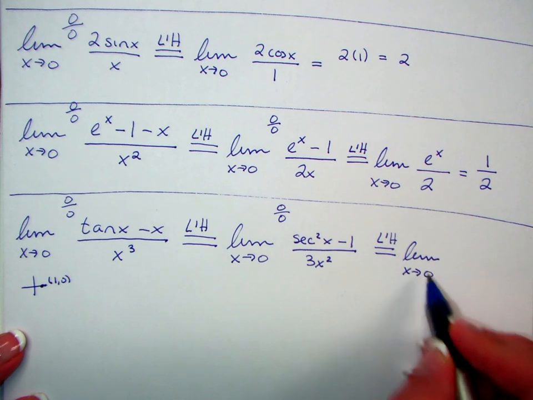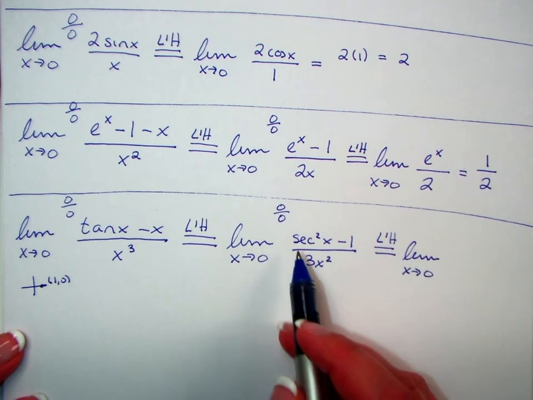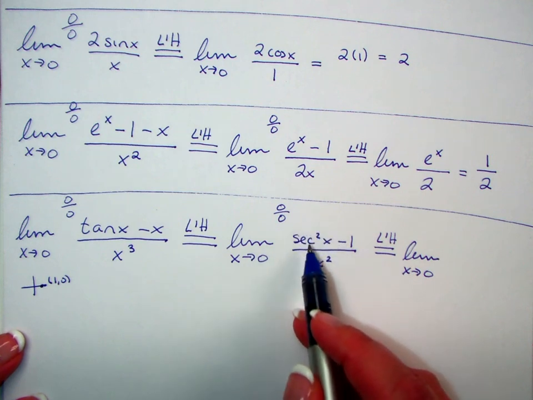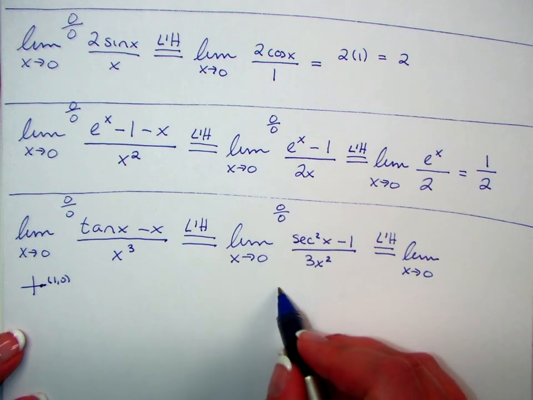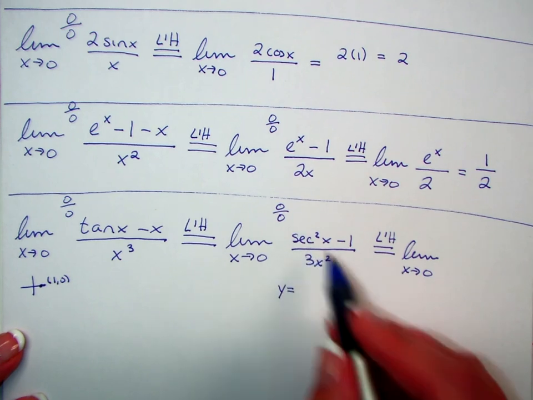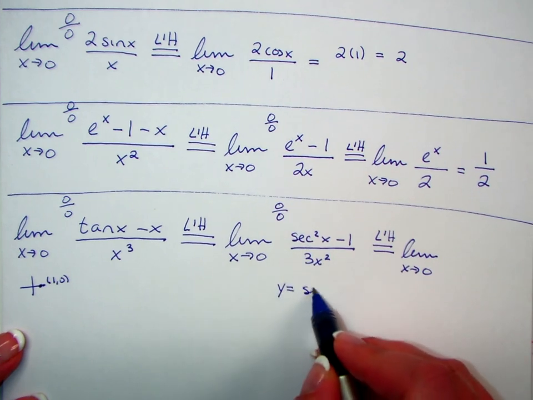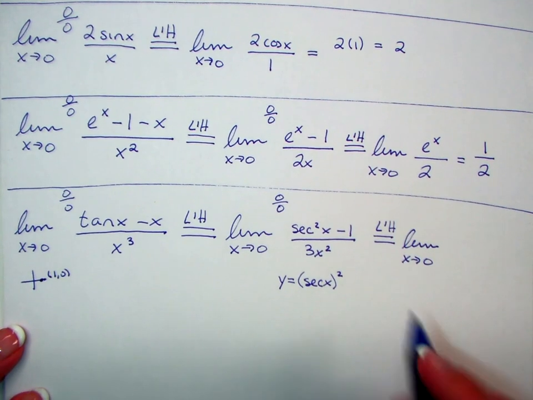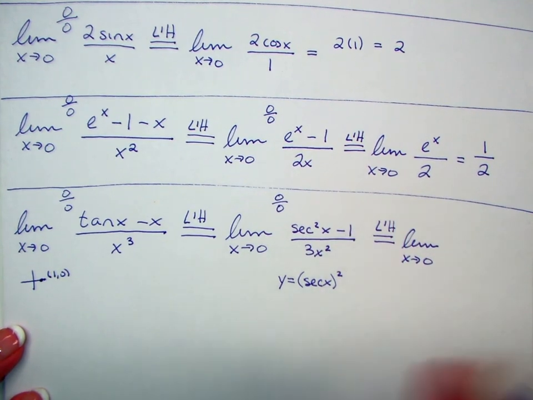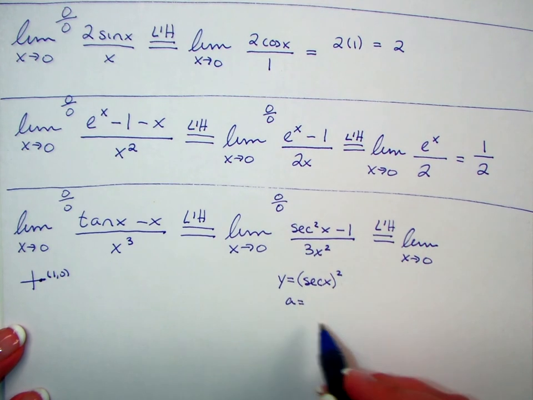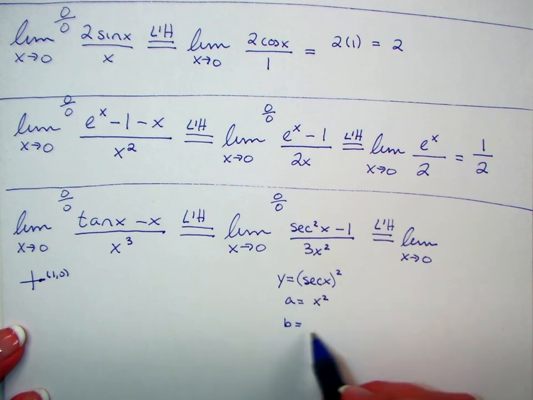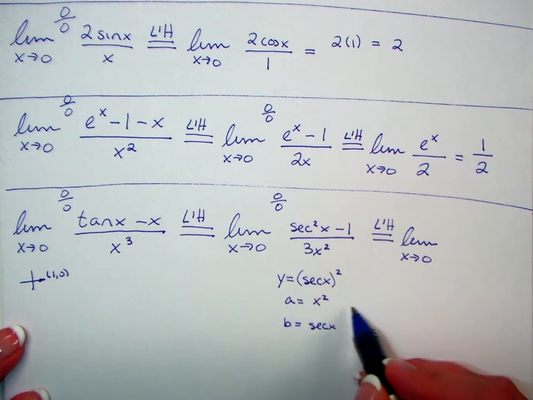Now, in order to take the derivative of secant squared, you have to see this as a chain rule, okay? Or see it as a product rule, secant times secant, right? But I am going to outline a chain rule here. So I'm going to do secant x squared, right? And then the minus 1 is just going to go to 0, so I'm just going to forget about it. All right, so A is my outside function. B is the inside function. The outside function is x squared. The inside function is secant x.